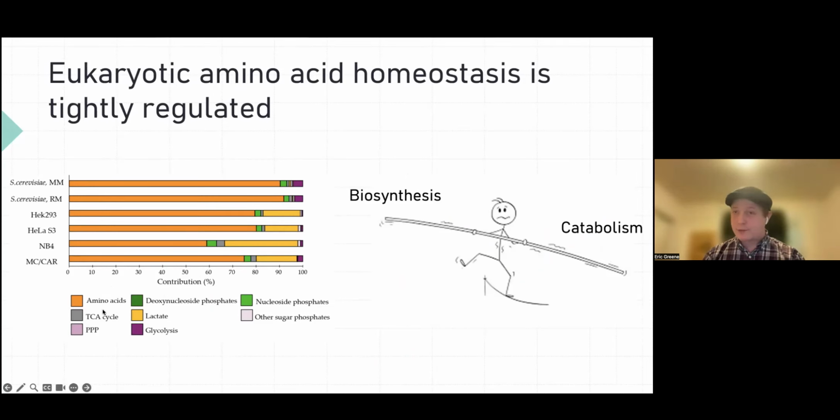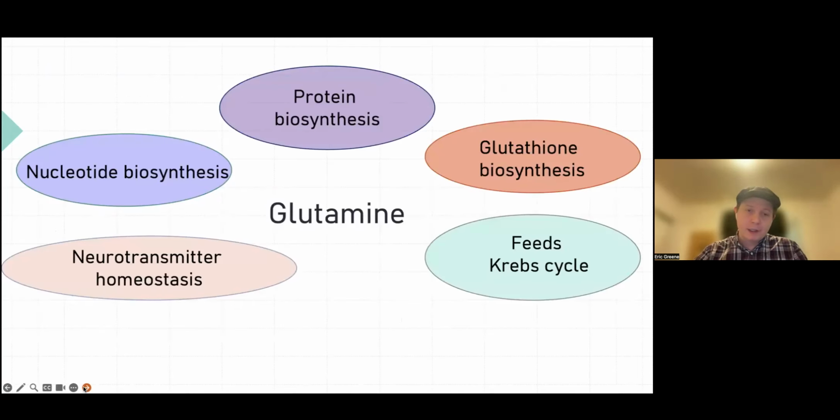These are used, of course, as the building blocks of proteins, but can also feed into the TCA cycle, for instance, to help in energy production, as well as be utilized for other molecules like nucleotides. And so the body really has to balance this biosynthesis and catabolism, meaning that any enzyme that's involved in amino acid homeostasis really needs to be under tight regulation.